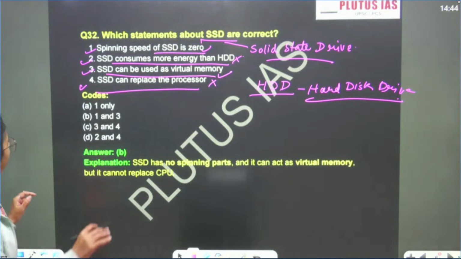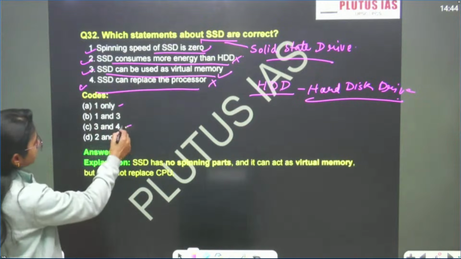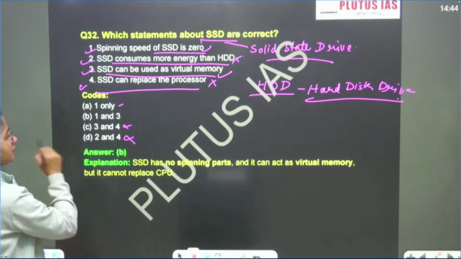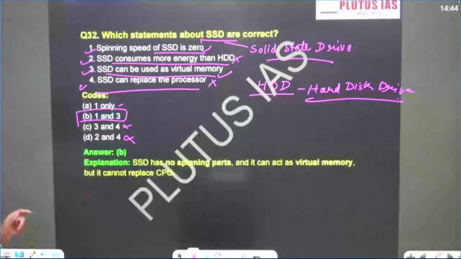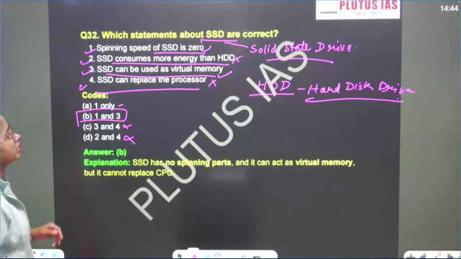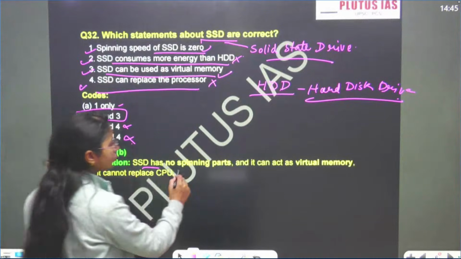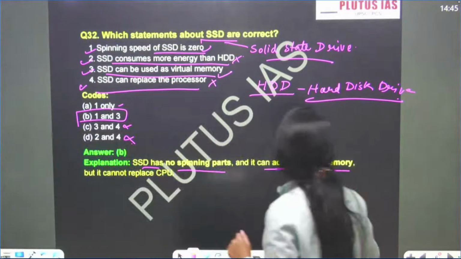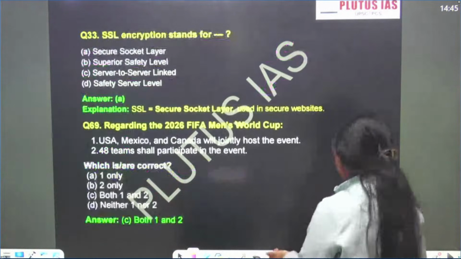Okay, so from here one is correct. If you know the one is correct, you can just eliminate two options. Okay, simple. And you need to know that 3 is correct. SSD can be used as a virtual memory. 1 के साथ 4 का कहीं combination ही नहीं है, and for sure 1 is correct. So answer is B. Yes, SSD has no spinning parts and it can act as a virtual memory, but it cannot replace the CPU, as this is a thing.